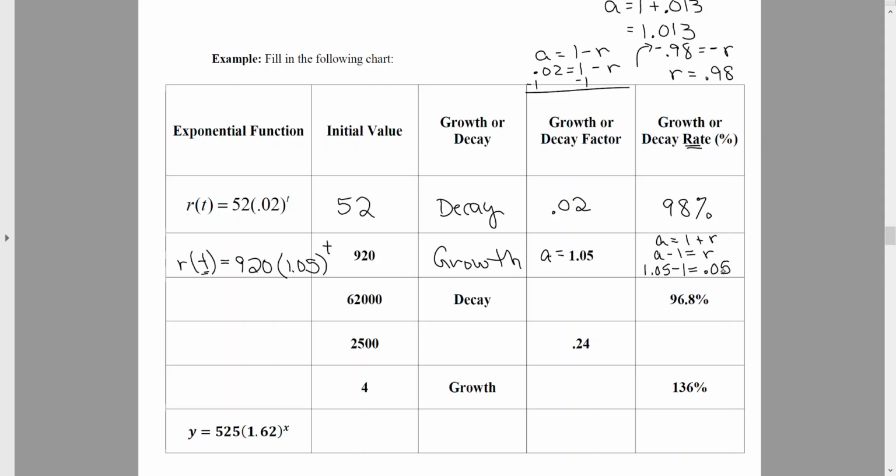Now that's a decimal. I want it as a percent. So as a percent, this would be 5%. Move the decimal to the right 2 places. So this has a growth rate of 5%. I'll let you finish the rest of this chart, fill it in, bring it to class next time.